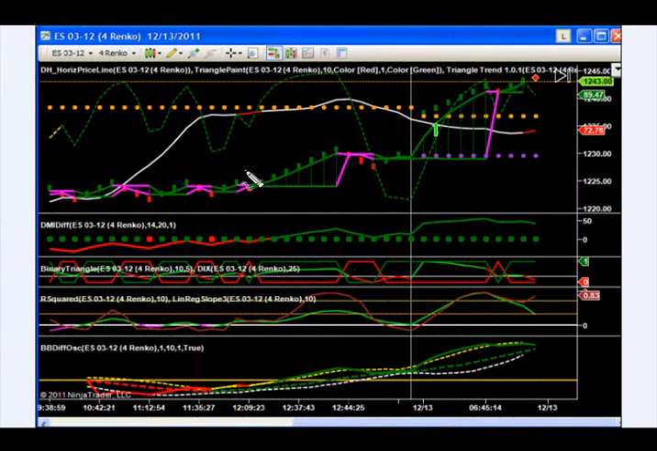I took 2 trades this morning on the ES4 Renko on 12/13/2011. I put an arrow in at the first trade right here. This is today's open and it's yesterday's close, so it gapped up today. On the second bar that was plotted is where I went long.